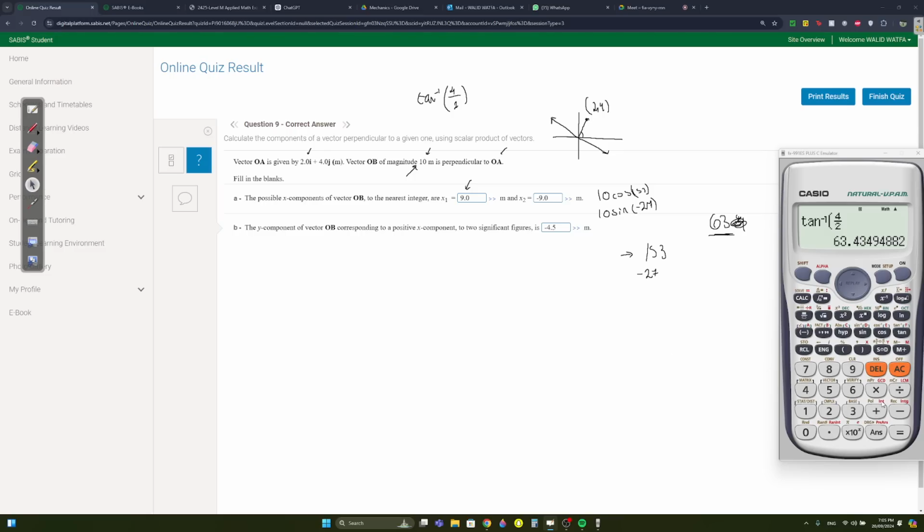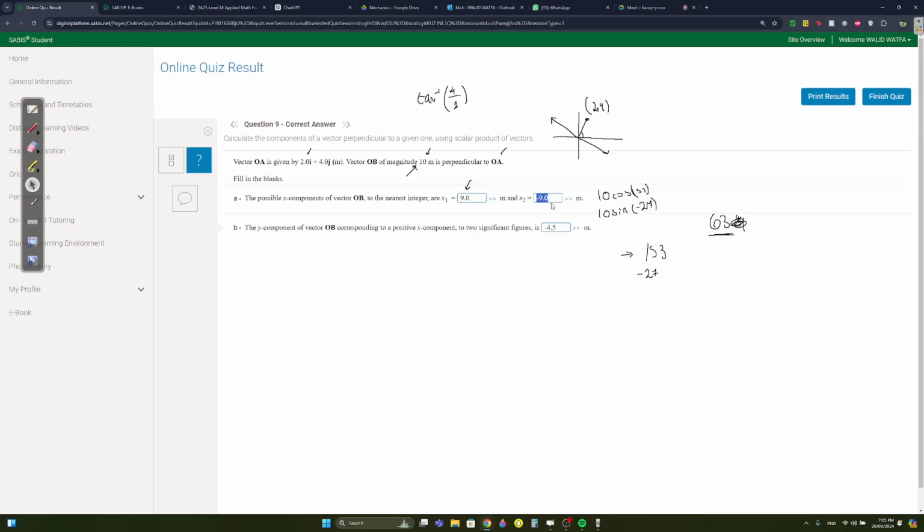Okay? 10 cosine 153, and you get negative 8.9. We round it, that's negative 9. And then 10 cosine negative 27, 8.9. Rounded to the nearest integer, it's 9, right? So our two possible values are 9 and negative 9.